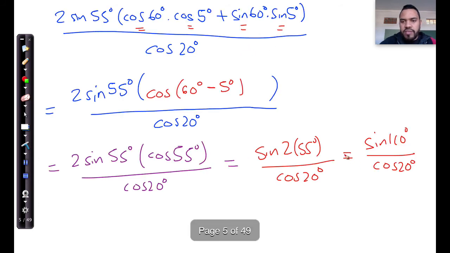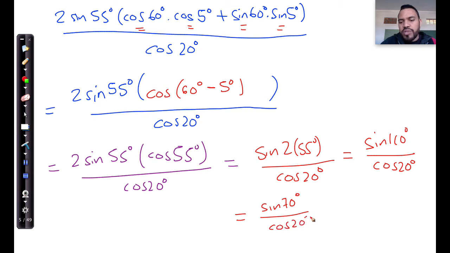From here I can clearly see that sine 110 is exactly the same as sine 70 degrees, which is divided by cos of 20 degrees. At this point you can tell me that sine 70 is the same as cos 20, because of co-ratios, divided by cos 20, and therefore it's equal to 1.